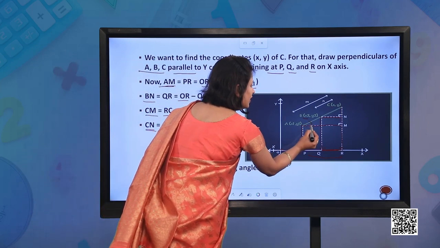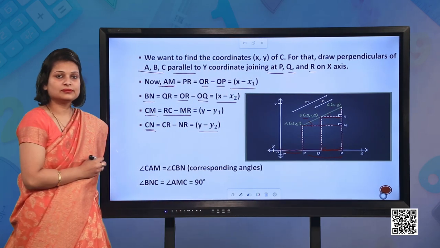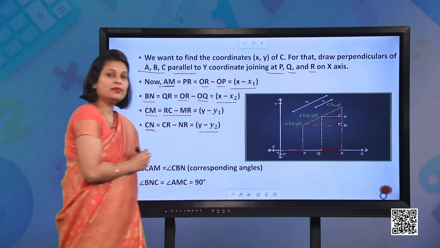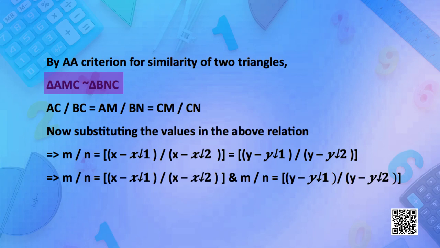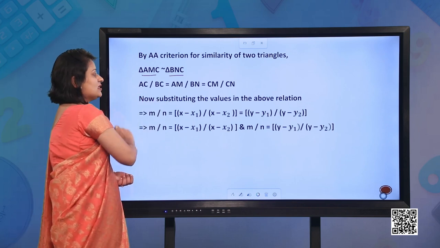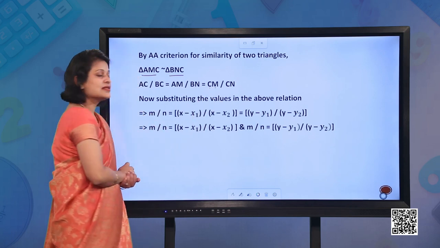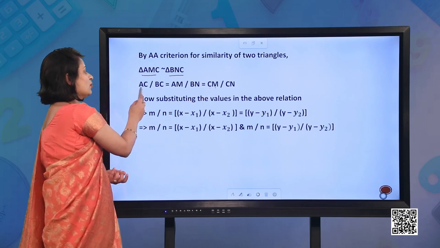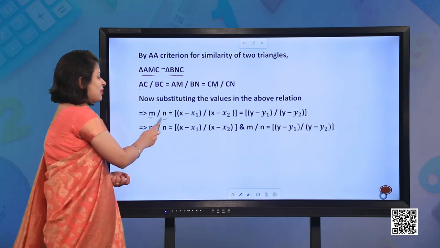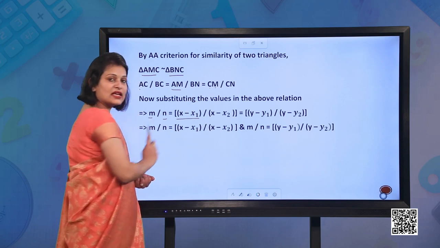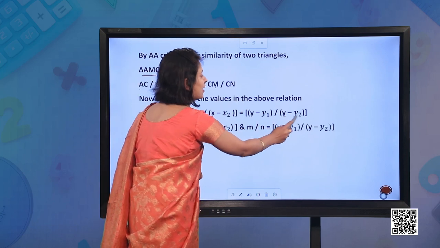Now, this angle and this angle are equal because both are corresponding angles. This angle and this angle are equal because both are 90 degrees. So, by the AA similarity criterion, triangles AMC and BNC are similar. If the triangles are similar, we can write the sides in ratio as AC upon BC equals AM upon BN equals CM upon CN. Now we have the values with us. Simply substitute the values of AM, BN, CM, CN, and you know AC upon BC is m upon n. AM is x minus x1, BN is x minus x2, CM is y minus y1 and CN is y minus y2.